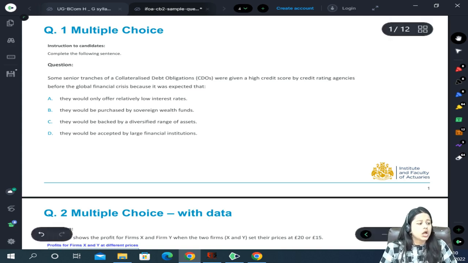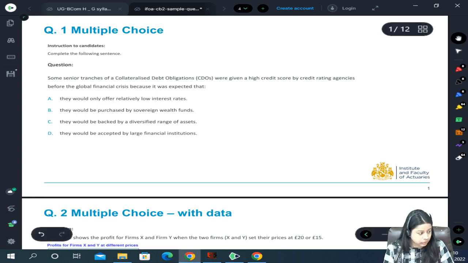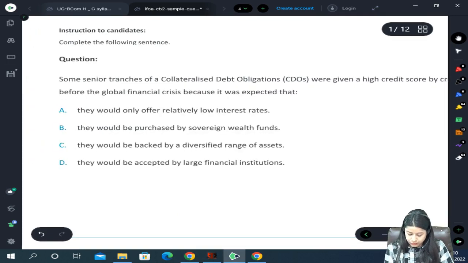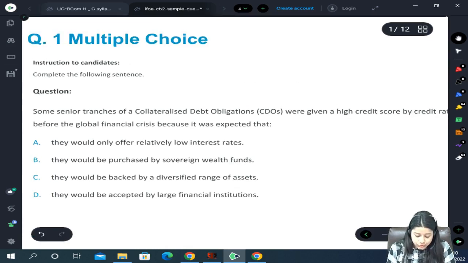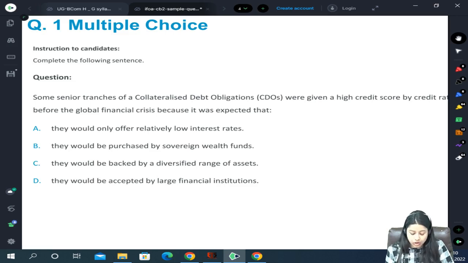The first is multiple choice, which we are accustomed to. Complete the following sentence. Here you have four options, and out of these four options, any one is correct. Is my screen visible? I'll just zoom it in. Okay, let's read the question. This is a multiple choice question, and any one will be the correct answer.